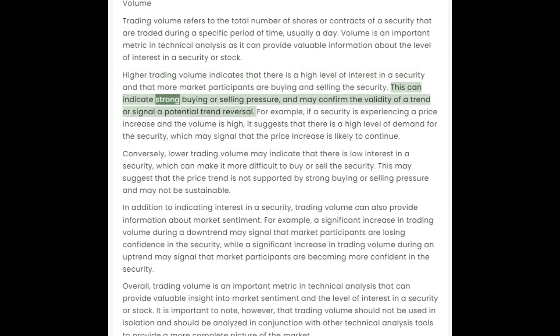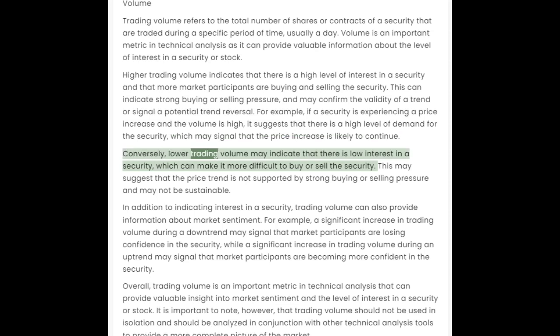This can indicate strong buying or selling pressure, and may confirm the validity of a trend or signal a potential trend reversal. For example, if a security is experiencing a price increase and the volume is high, it suggests that there is a high level of demand for the security, which may signal that the price increase is likely to continue.